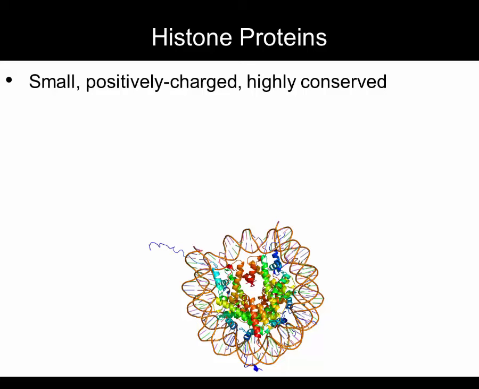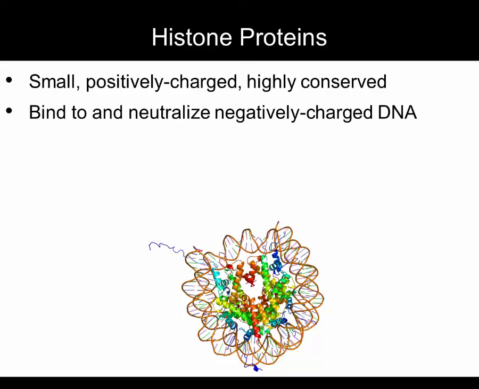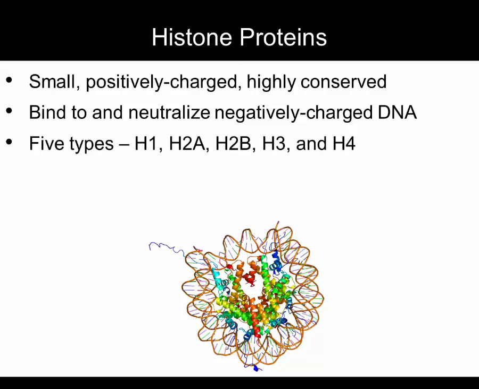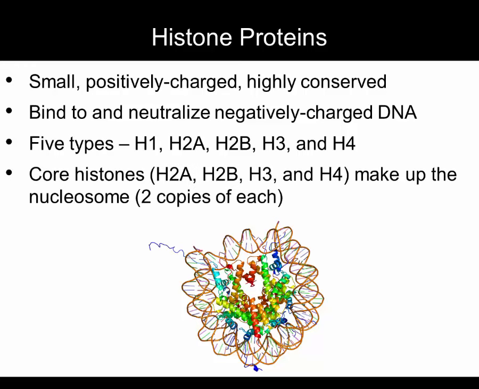These proteins are called histones. They are small and positively charged, which helps them bind the heavily negative DNA, leading to a net neutral charge. There are 5 different histone proteins: H1, H2A, H2B, H3, and H4. Those last 4 make up the core of a key structure called a nucleosome.